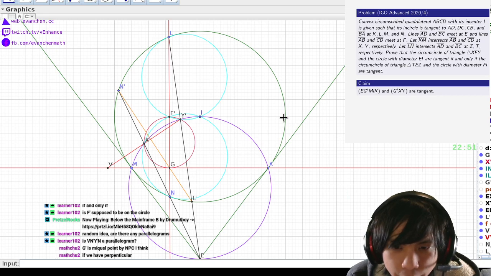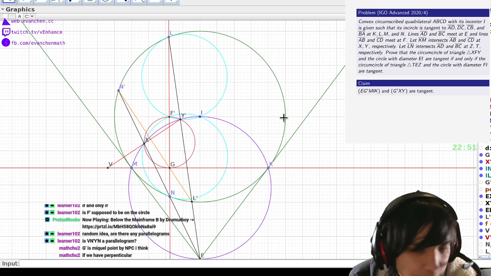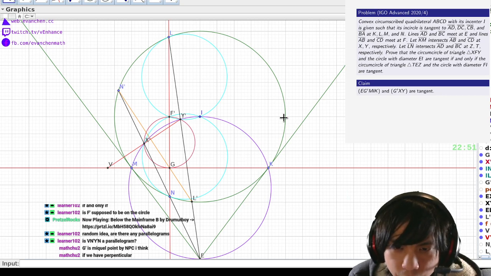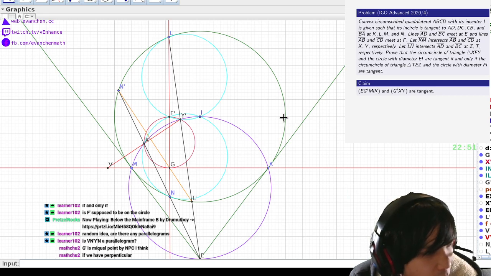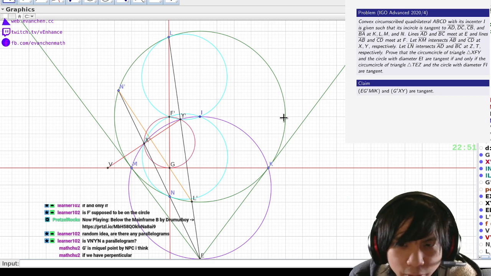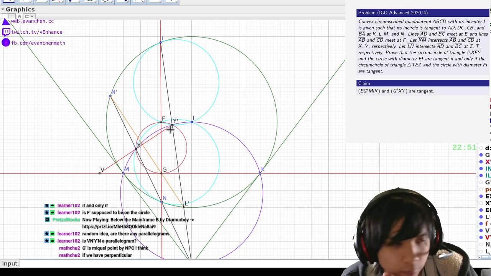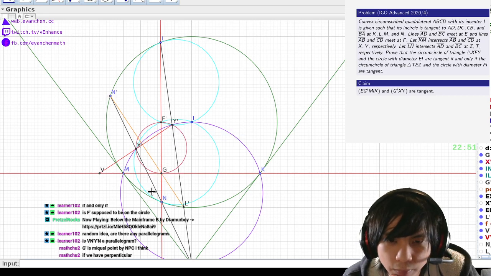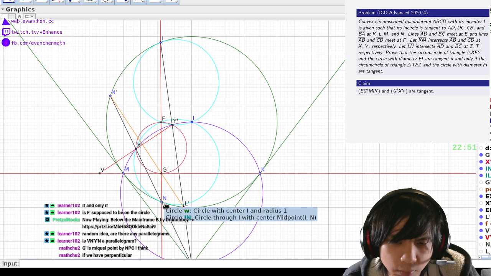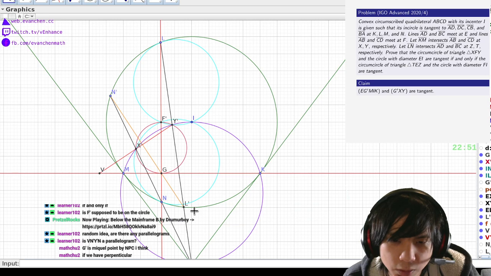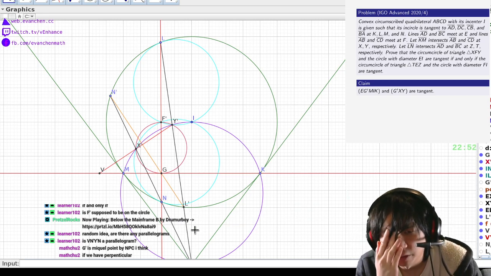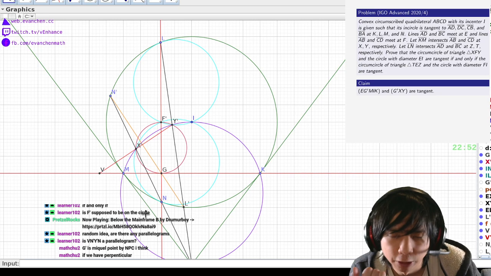Is V', N', Y', N'? Where's V'? No, V, N', Y, N'. V, M', Y', N. It shouldn't be. If that's a parallelogram, then by symmetry, VX', LL' better be one as well, which it's not.